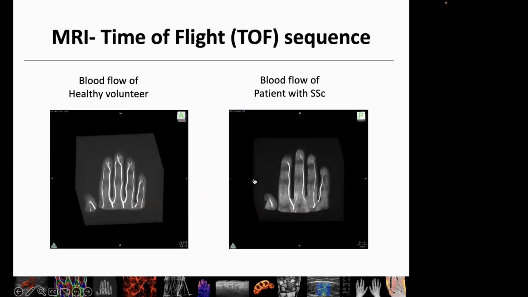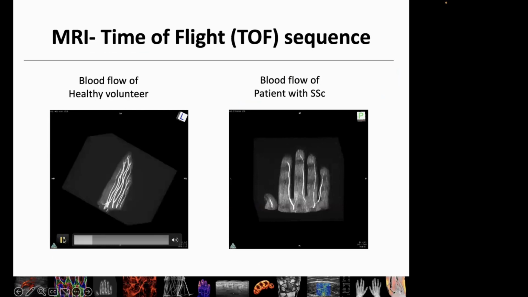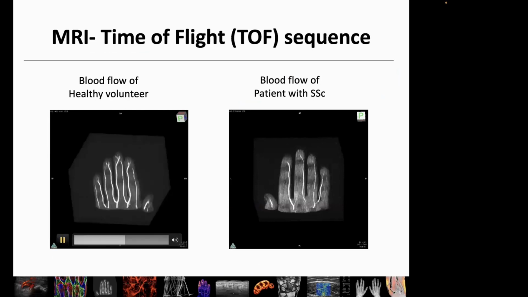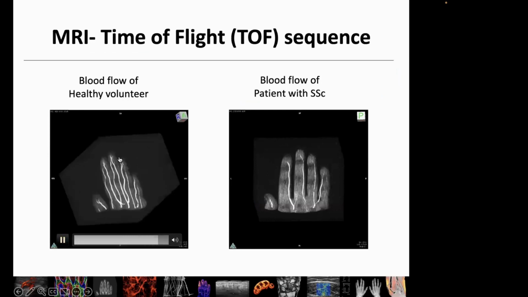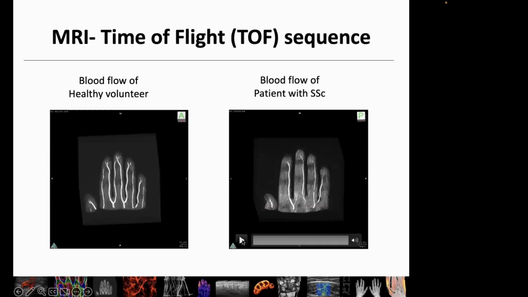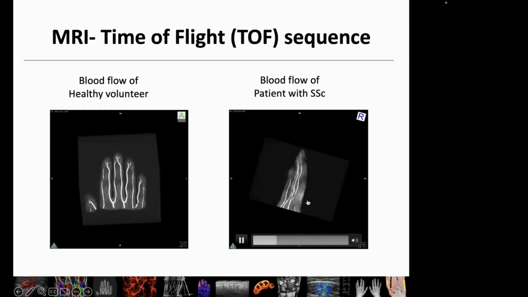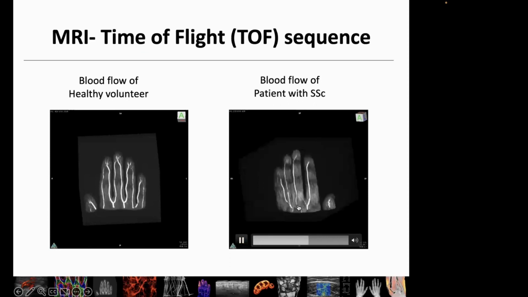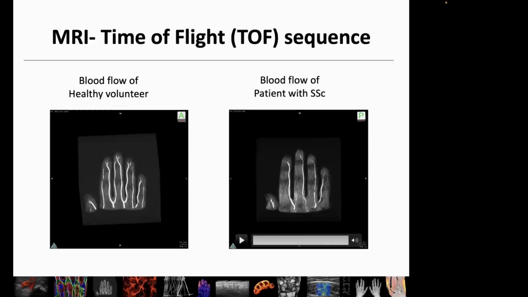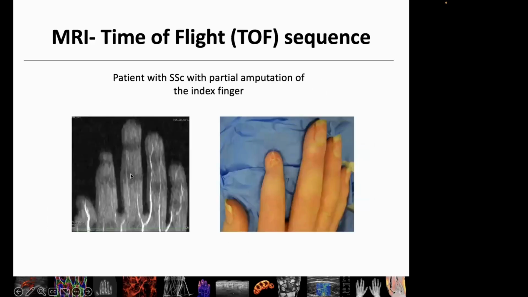So here is a nice way from MRI, and as you can see, this is a healthy control. We can see the ramifications at the end of the capillaries, while when we compare it to a scleroderma patient, you see the digital arteries start not being there, being damaged, so you're not getting as much blood flow. And this is a very clear example when we put the finger of the patient here on the MRI, and then we see here, you can see there is no blood flow here.